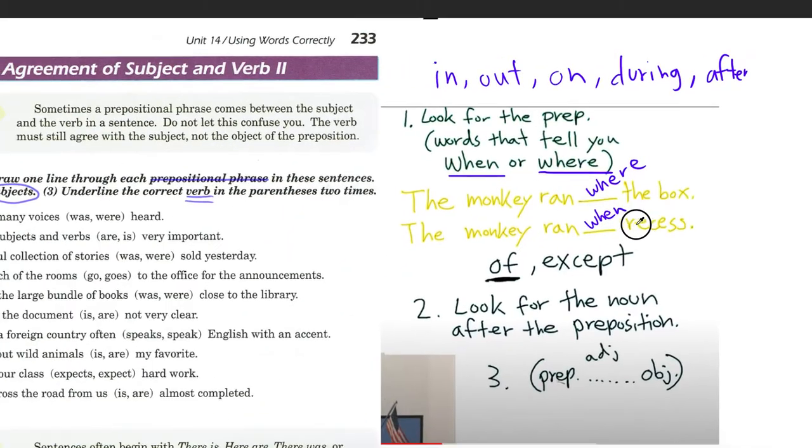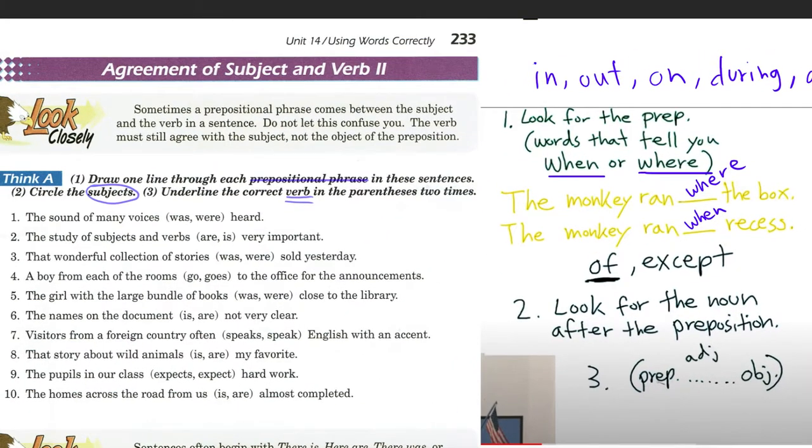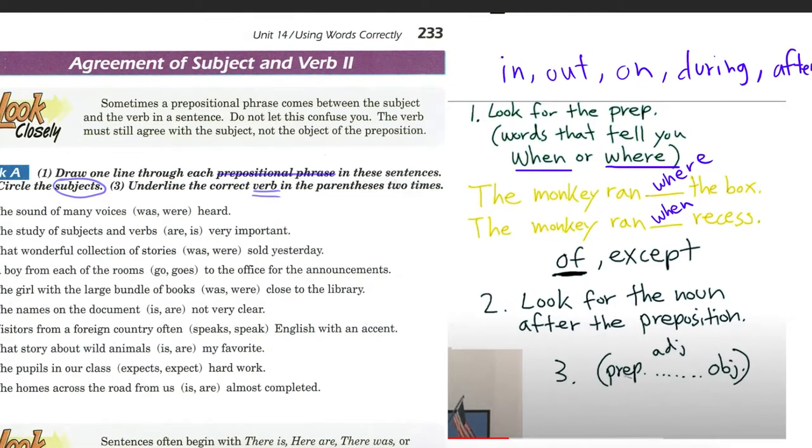So remember, there are some words that are prepositions, but these sentence frames won't help you. Those words are of and except. Of is very important. It's really important that you know that of is a preposition, even though it wouldn't make sense in these sentence frames. But it is still considered a preposition.